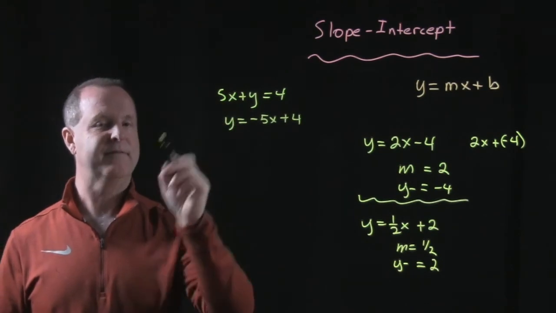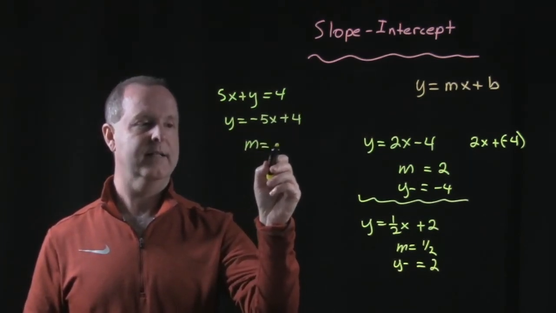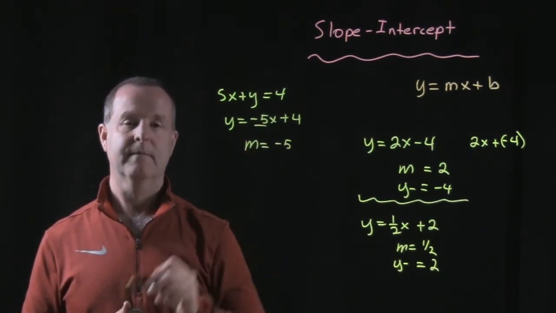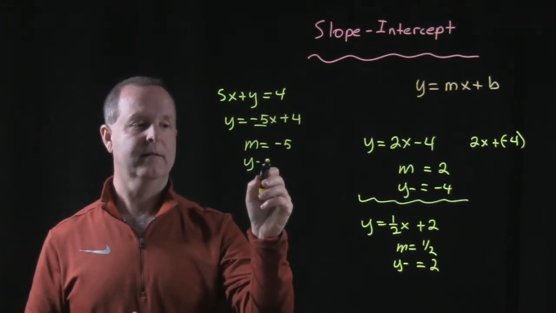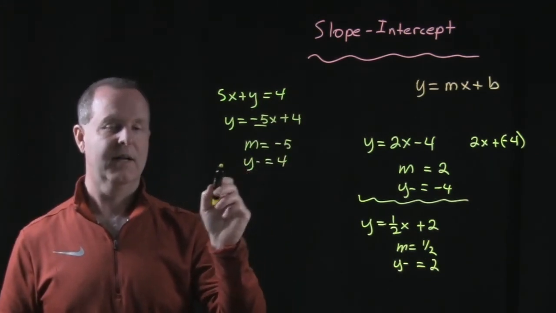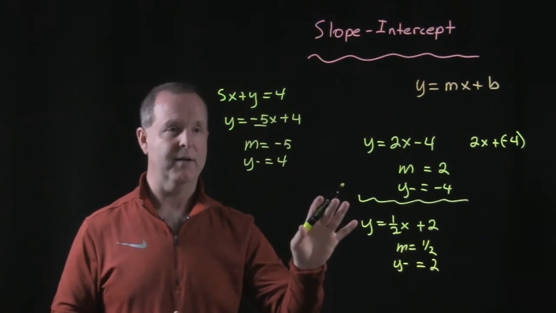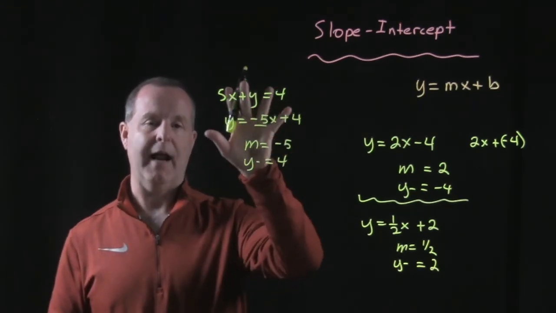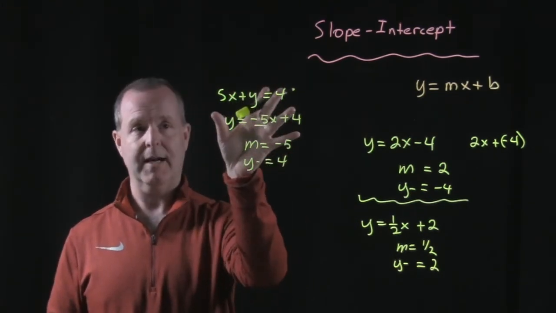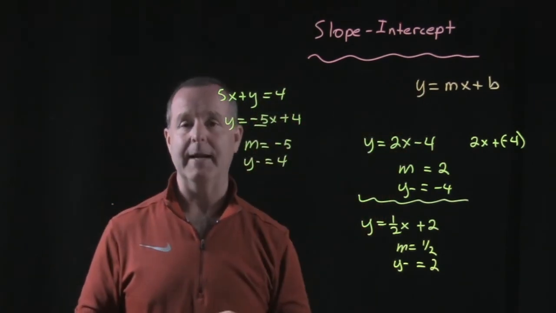The slope isn't a 5. The slope really is a -5. And its y-intercept is a 4. So to find its slope and its y-intercept, we always need to use our algebra skills to translate or transform the equation into slope-intercept form.